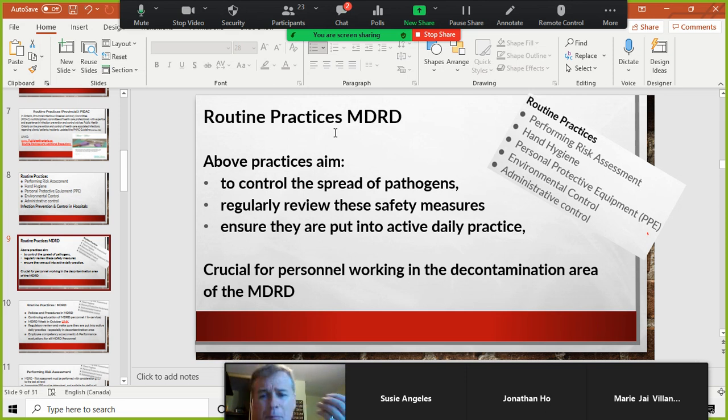Because you can write down policy, but if it doesn't work, then what good is it, right? You can write down policy as much as you want, but then you have to see it in action. Is there anything that can be amended, fixed, cleaned up? It's really crucial for personnel working in the decontamination area, because if they're working in the decontamination area, they are now infectious, quote unquote. And so we need to know what to do in these particular situations.